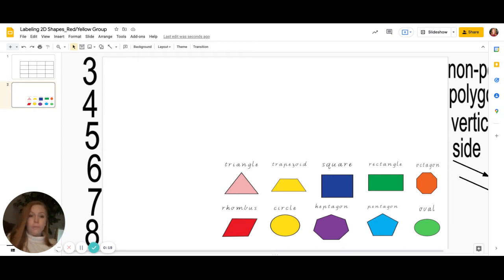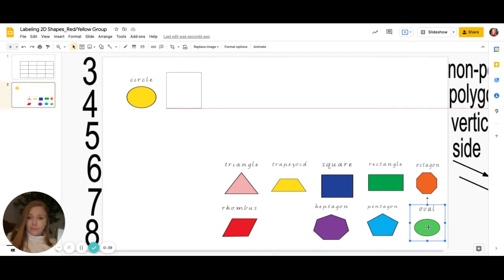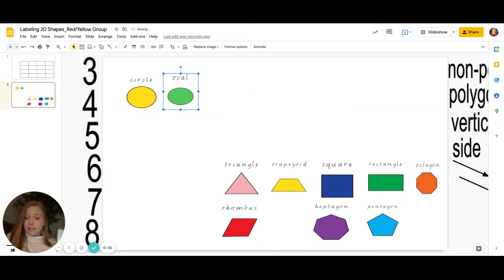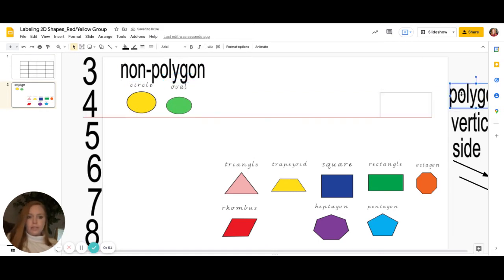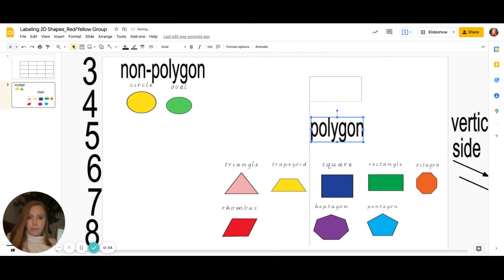Do you guys remember what makes a polygon? It has to be closed, it has to have straight lines, and how many sides? At least 3. So we have a circle. Does a circle have 3 sides? No, it doesn't. What about an oval? Do these have straight lines? No. So these are non-polygons. They're still 2D shapes, but they're not polygons. The rest of the shapes that we have here will be polygons that we're going to label.